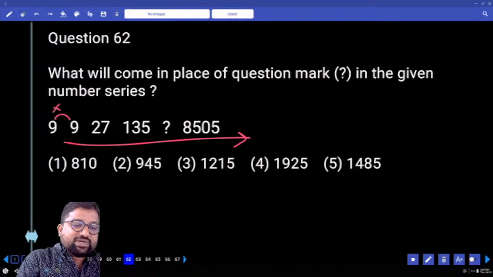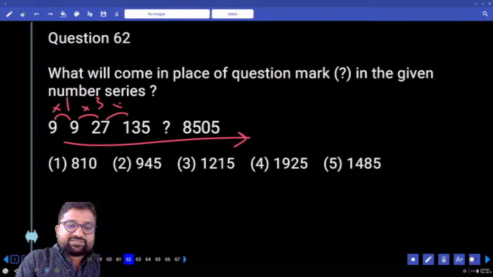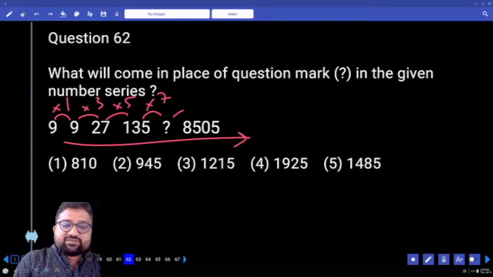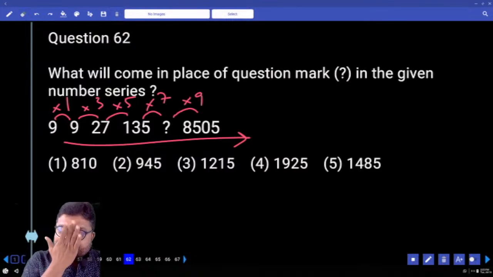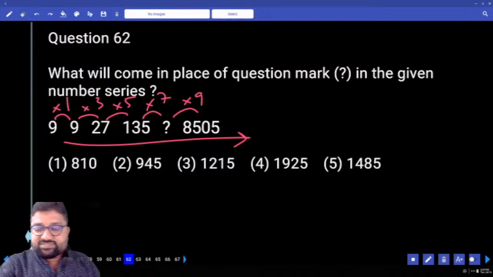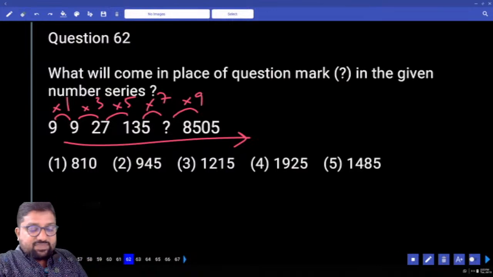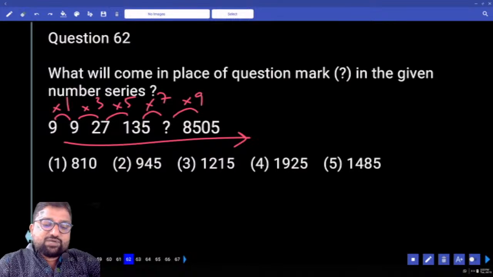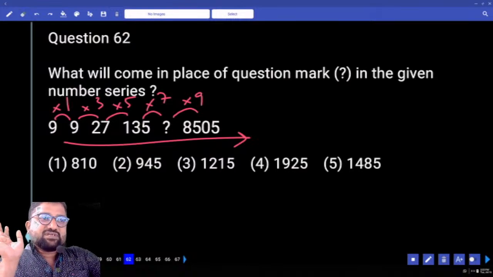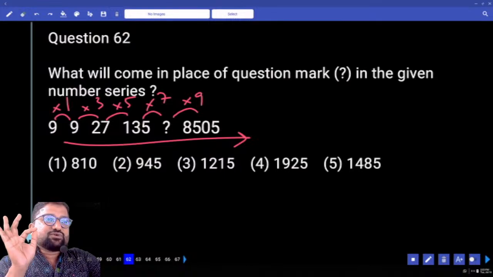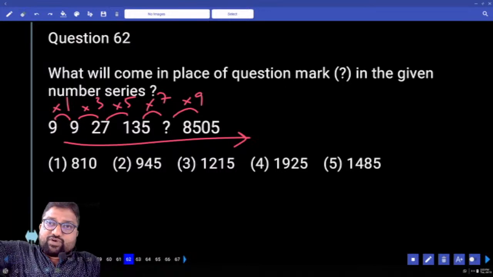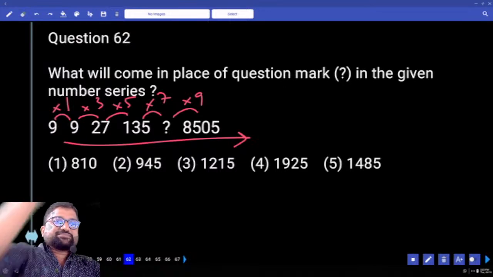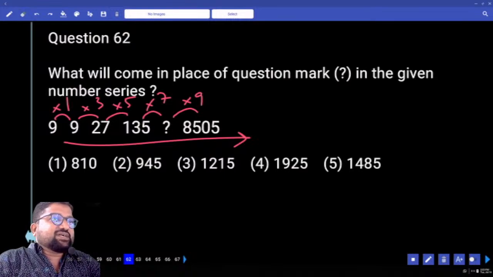So this is into 1, this is into 3, this is into 5, 7 into 9. 135 into 7. I'll do only 35 into 7. I'll not do 135 into 7. 30 into 7, 210. 7 5s are 35. 210 plus 35, 245. 245 should be added to 700. Answer 940.